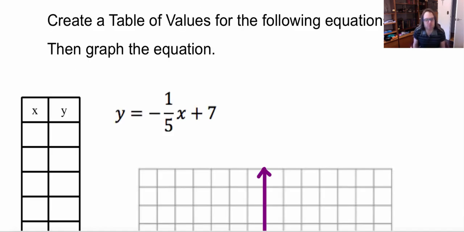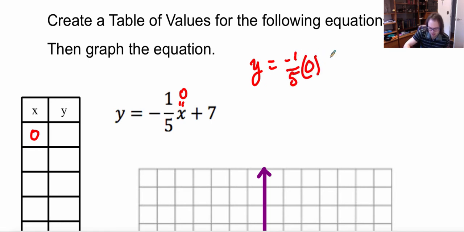Now we're going to do something a little bit more tricky, but this is where we're at. Okay, this is the grade 9 level here. We want to graph this equation here. So I'm going to start with my lowest values. So I'm going to try when x is equal to 0. What will my value be? Well, if x is equal to 0, this is going to give me y is equal to negative 1 over 5 times 0, and then plus 7.